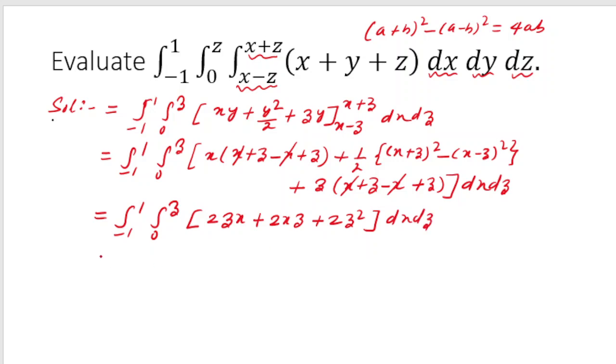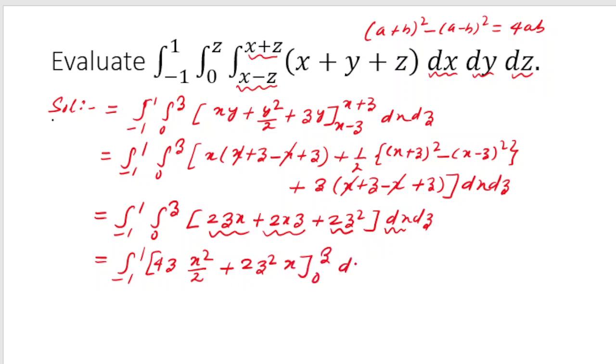So next is minus 1 to 1, so 2zx and 2xz, 4xz, we have to integrate it with respect to x. So if we integrate 4zx with respect to x, 4z will be constant, integration of x will be x square by 2, and plus 2z square, so 2z square will be a constant, integration of dx will be just x, limit of integration will be 0 to z, and then dz.